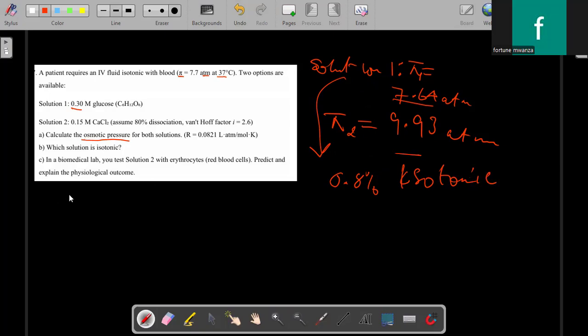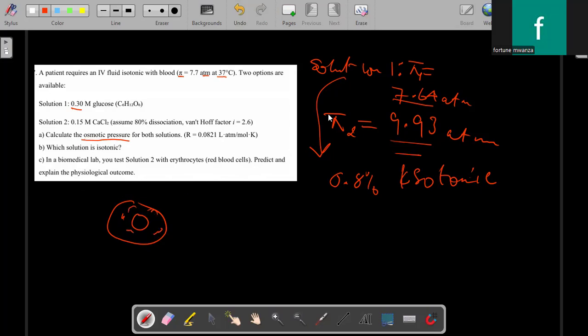Then we go to part C. Part C says in a biochemical lab, you test solution 2 with this osmotic pressure. Then you place your erythrocytes, your red blood cells, in it. Predict and explain the physiological outcome. What will happen if you place your red blood cell in this solution?